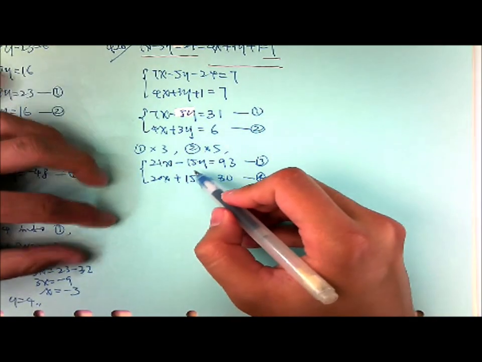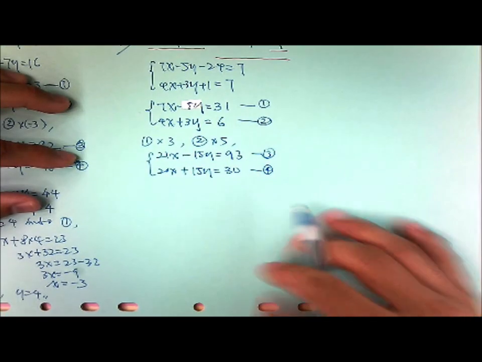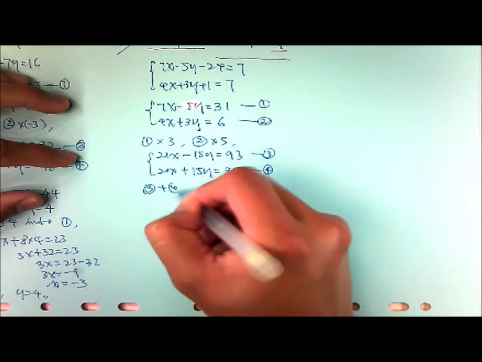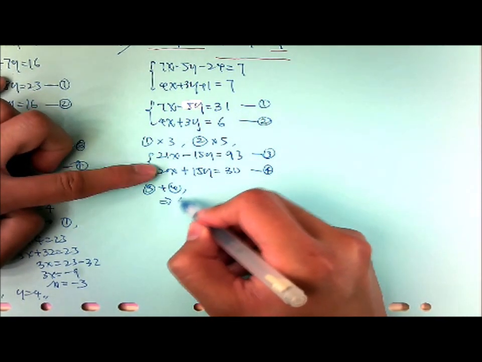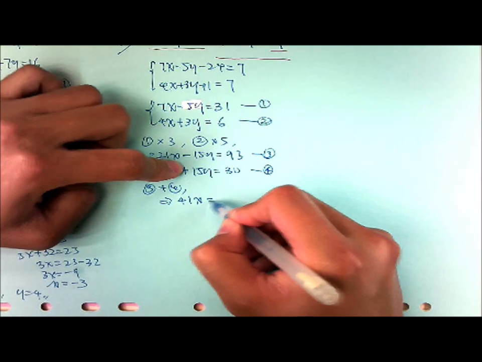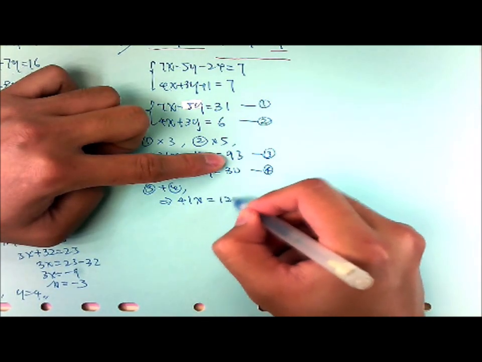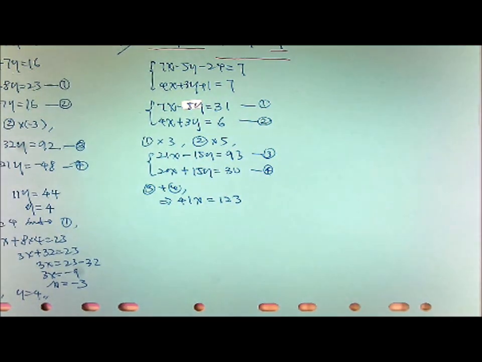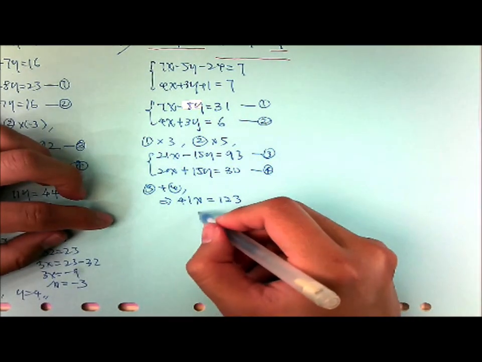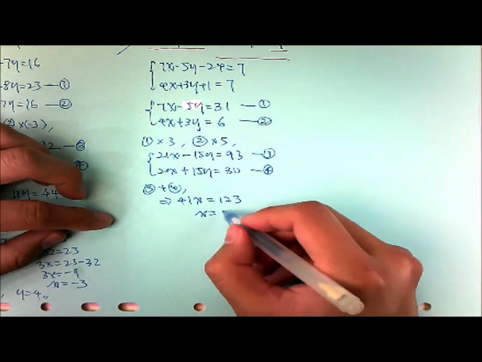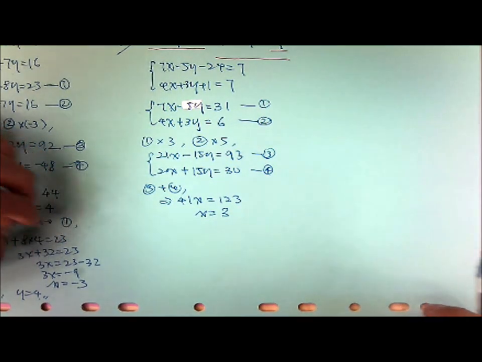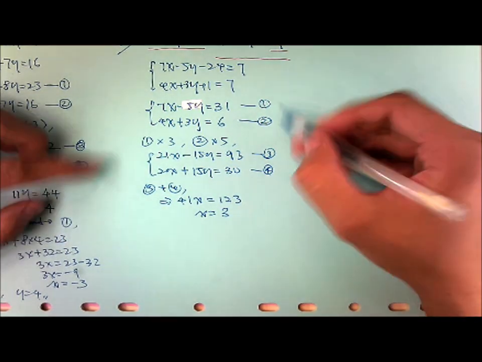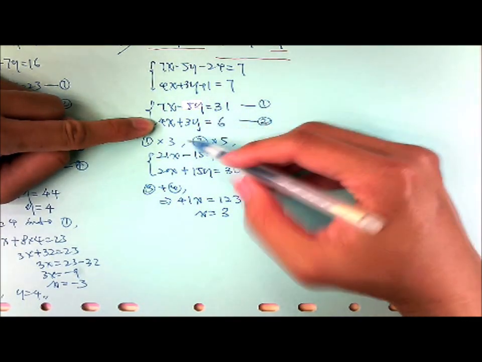So now you have minus and positive 15y, right? You do 3 plus 4, 3 plus 4. So this will be 41x and then 0. And then here will be 123. And divided both sides by 41, x will be 3. Okay? And then next you have to find out the y. I will choose equation 2 because I don't like the minus.